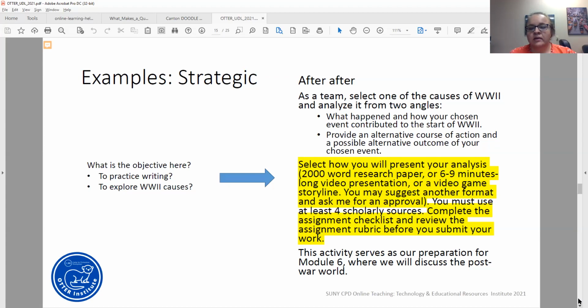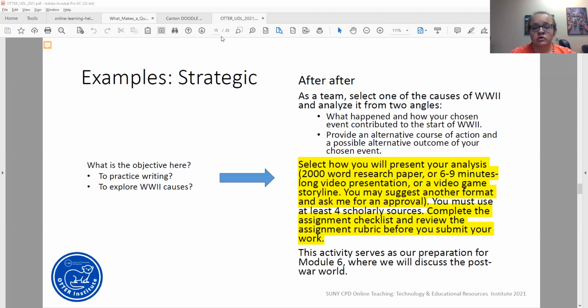Now, the reasoning, you might be thinking, well, I really want them to write an essay, but let's think about where we're going with this assignment. Let's think about what we want students to achieve. What is the objective here? Is the objective to practice writing? Is this a writing course or is it a history course? So if my objective is to have students practice writing, then I will only require, please put your research in a 2,000 word research paper and that will be it.